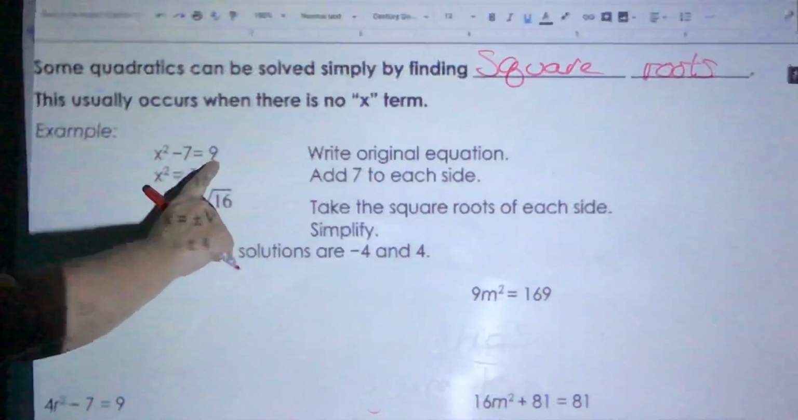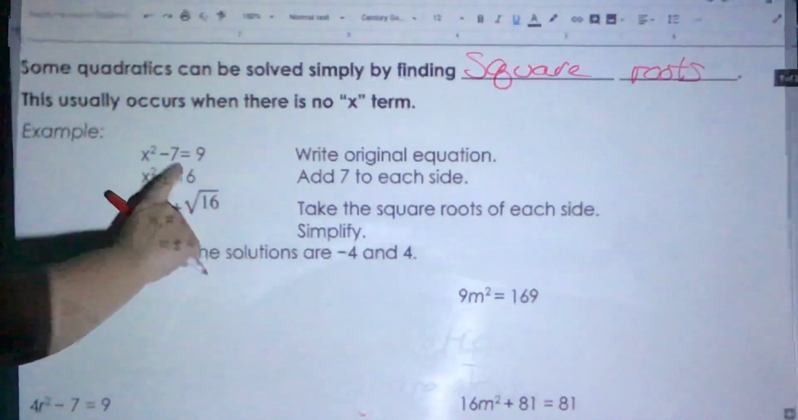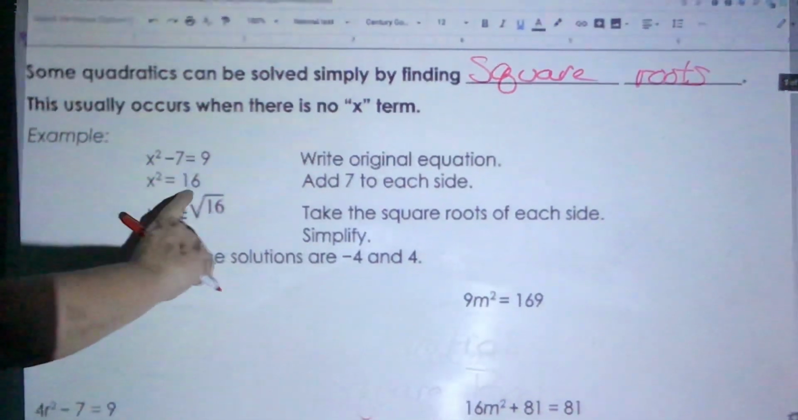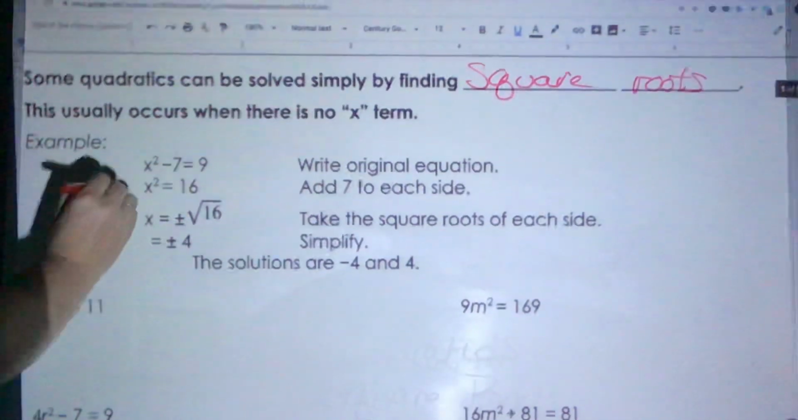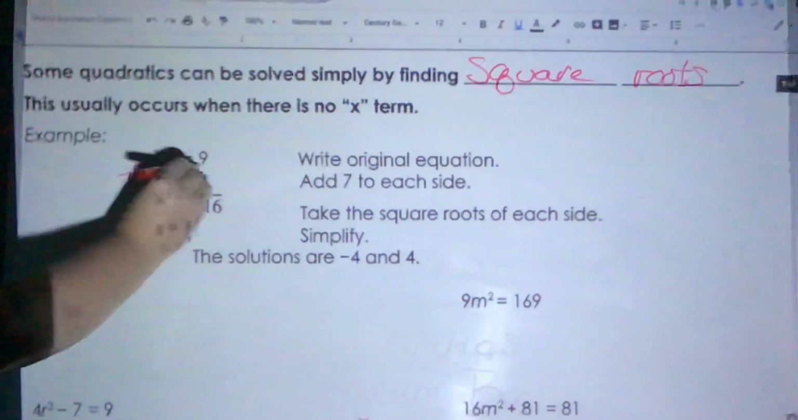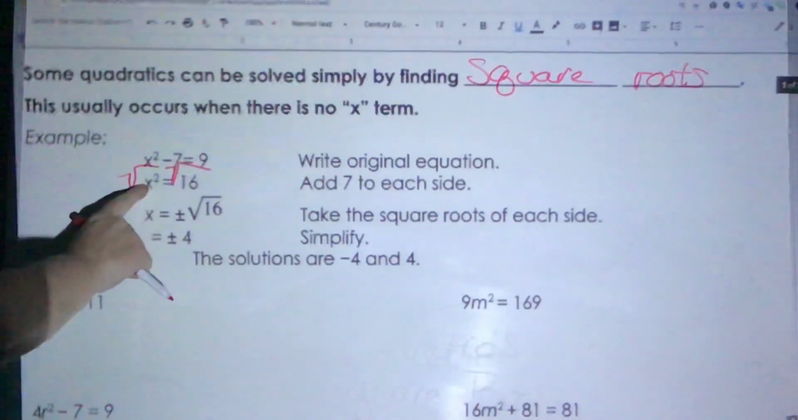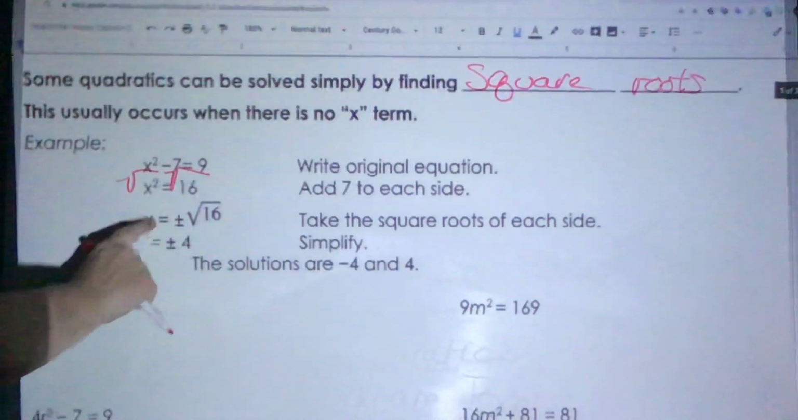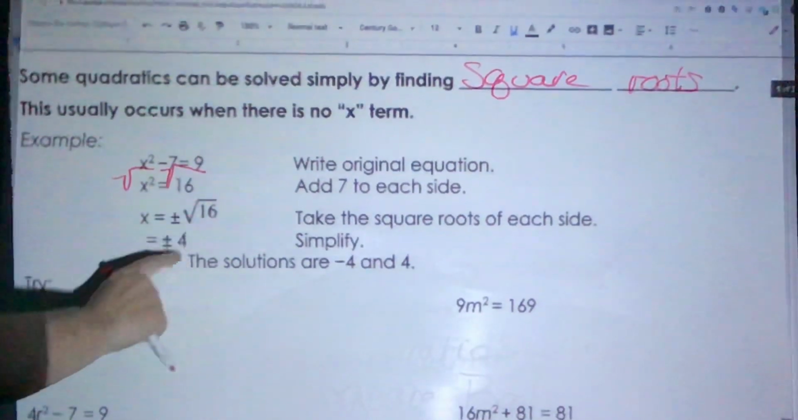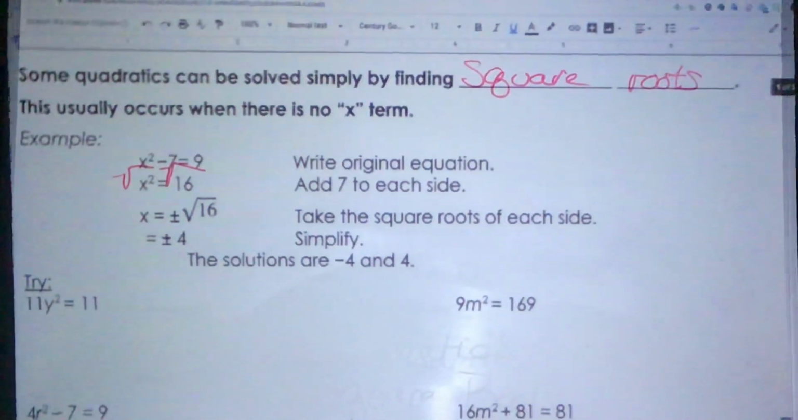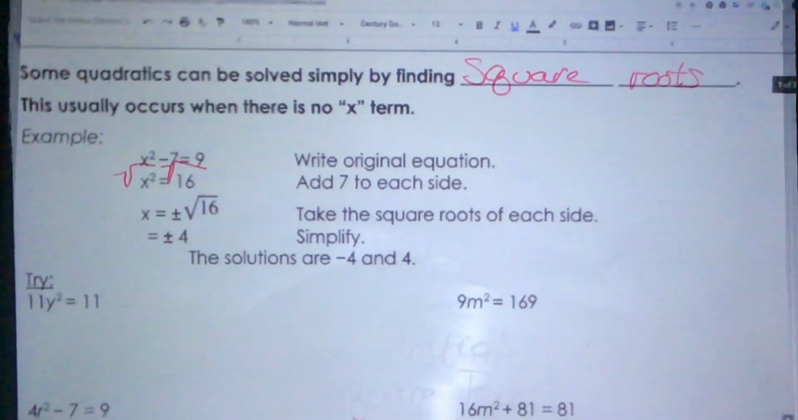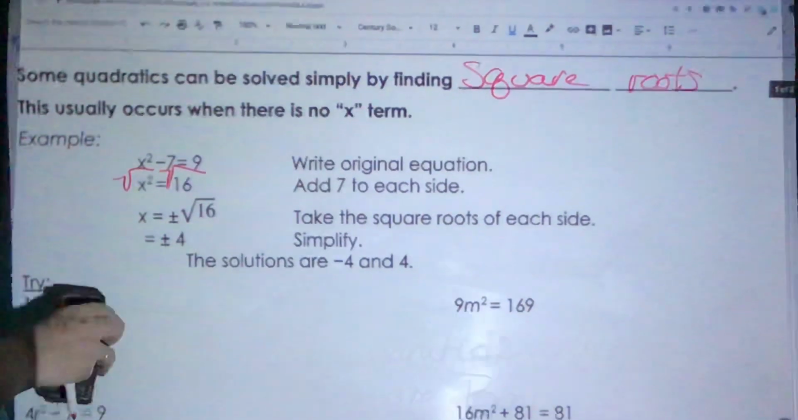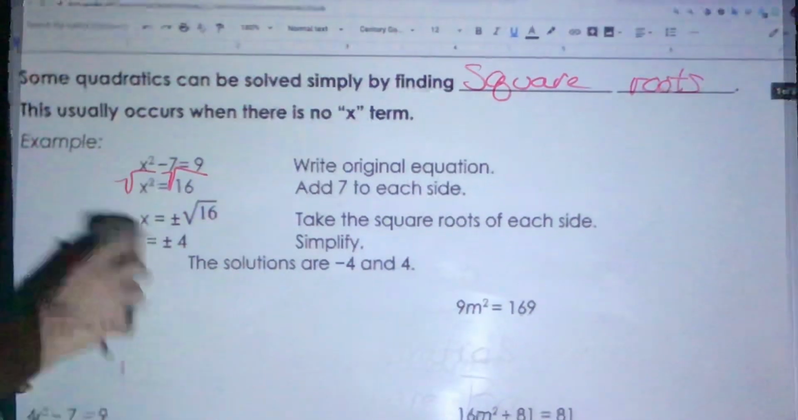You can add 7 to both sides to get rid of the minus 7, and you would have x squared equals 16. Then you could take the square root of both sides. The square root of x squared is just x. The square root of 16 is both positive and negative 4. Remember that square roots of numbers can be both positive and negative, so every number has two square roots.